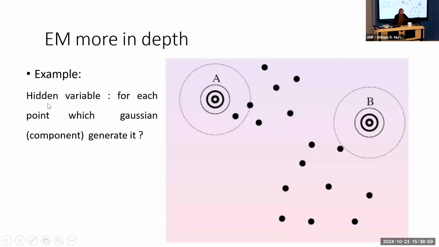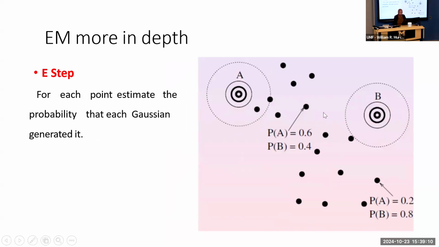So now what we have is a hidden variable for each point: which Gaussian component generated it. So we have the A and B, and we have the data sample. The expectation step is, for each point, to estimate the probability that each Gaussian has generated this point. So for this point, I compute the probability that it is generated by Gaussian A, and also for the same point, the probability that it is generated by Gaussian B. For example, the probability that it is generated by A is 0.6, and by B is 0.4.